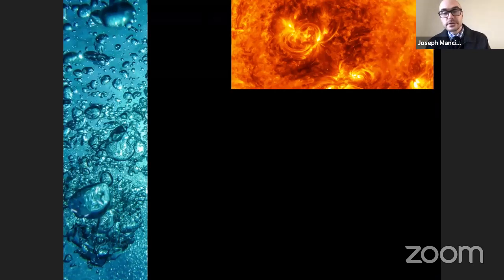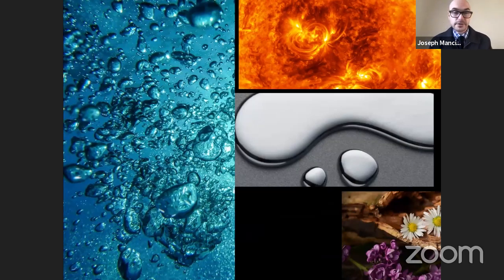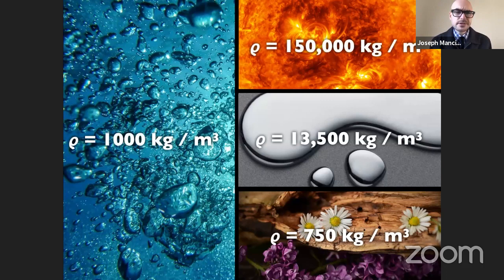So here are the densities of some different materials. On the left side of your screen, you see the density of water. We usually round it off to about 1,000 kilograms per cubic meter. On the bottom right of your screen, you see the density of wood, the average density of an average species of wood, 750 kilograms per cubic meter. The density of mercury is 13,500 kilograms per cubic meter. The density of the middle of the sun is 150,000 kilograms per cubic meter.